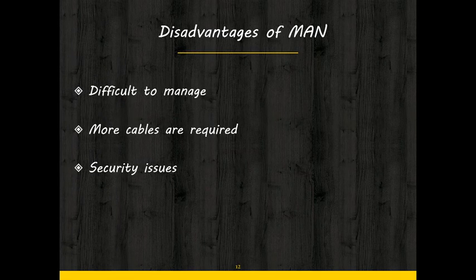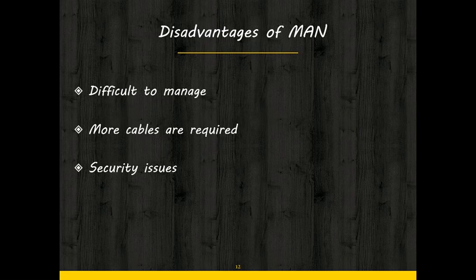Okay, next we will see some disadvantages of MAN. It is very difficult to manage a metropolitan area network if the size and the number of LAN networks increases. This is because of security and extra configuration problems. Okay, and as we know that a metropolitan area network is the combination of multiple LANs, so it requires more cables than a LAN, right? And in a MAN it is more difficult to make the system secure from hackers as compared to a LAN.